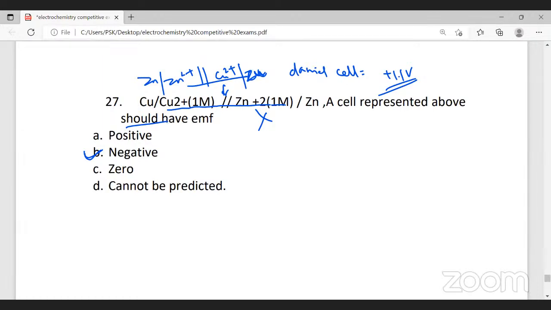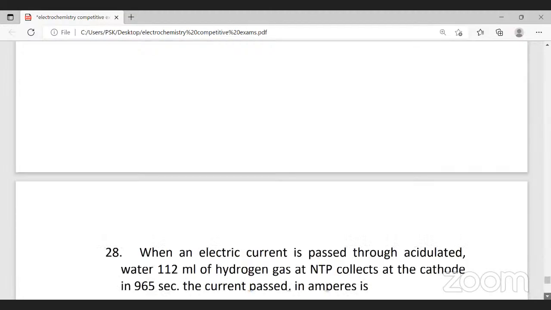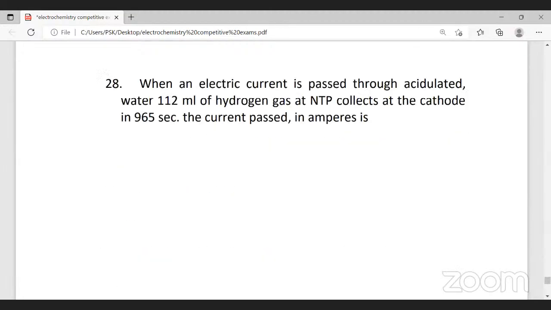It should be what? Negative. All right, the next question. When an electric current is passed through acidulated water, that is, acid-containing water, 112 milliliters of hydrogen gas at NTP collects at the cathode in 965 seconds. The current passed in amperes is?